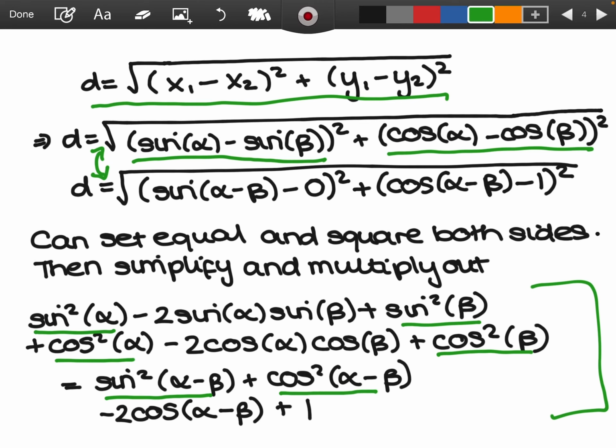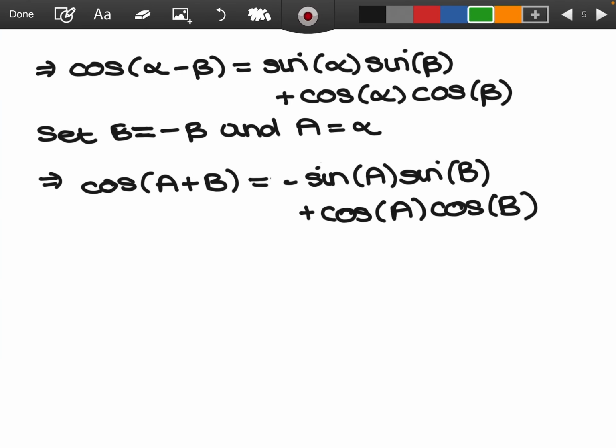So I've got a bunch of terms here that when added together I get 1. So I should end up on my left hand side with 1 plus 1 minus this term minus this term. And then on my right hand side I've got another 1 here, so that's 2 minus 2 cosine(alpha minus beta). I can cancel out the 2's and then divide by negative 2, and that leaves me with what I have here. That is just the difference formula for cosine.